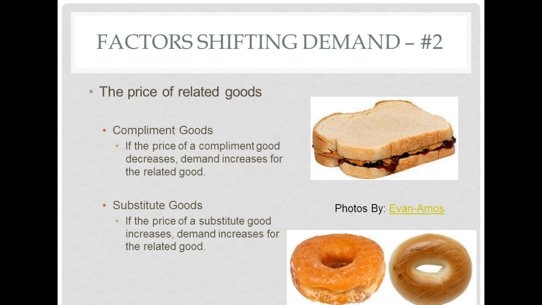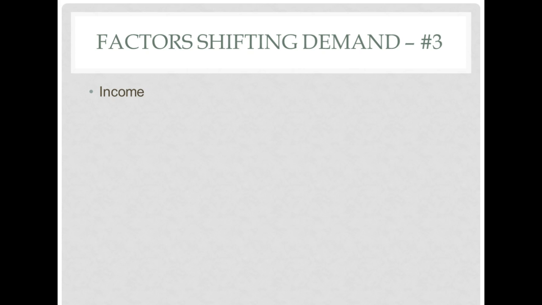Okay. Factor 3 shifting demand is income. And that's not a big surprise. If you have more money, or less money, it's going to affect how you consume, how much you consume, and how much you would like to buy things.